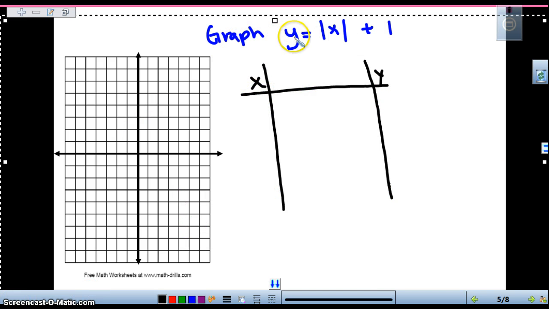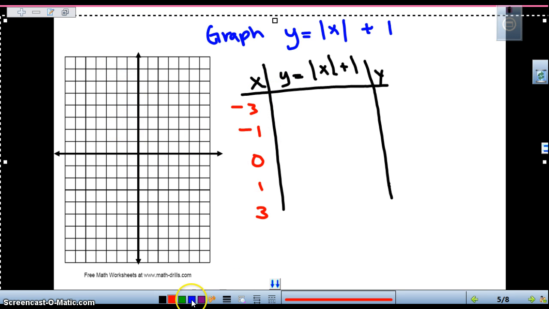If you are asked to graph y equals the absolute value of x plus 1, we must start with a table. Because this has an absolute value, I'm going to choose 5 different numbers, and you choose them. I'm going to choose -3, -1, 0, 1, and 3. I'm choosing these numbers so that I have my graph on both sides of the y-axis.